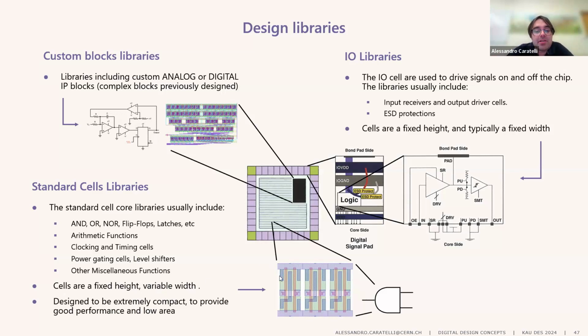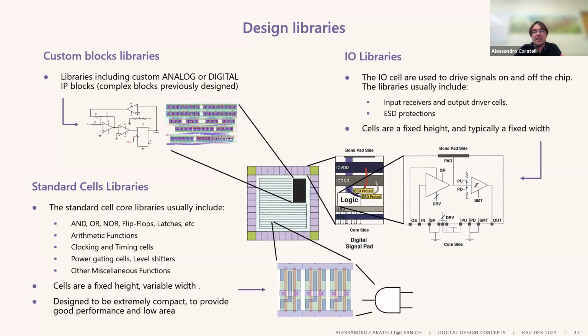The reason for this is because most of the approach we use for placing these cells into the chip is to draw some rows and then place these cells inside the rows. So if they're all the same height, basically you can place them one next to each other and then you just route on top. And this simplifies the process. These cells generally are designed to be extremely compact and to provide good performance and low area.